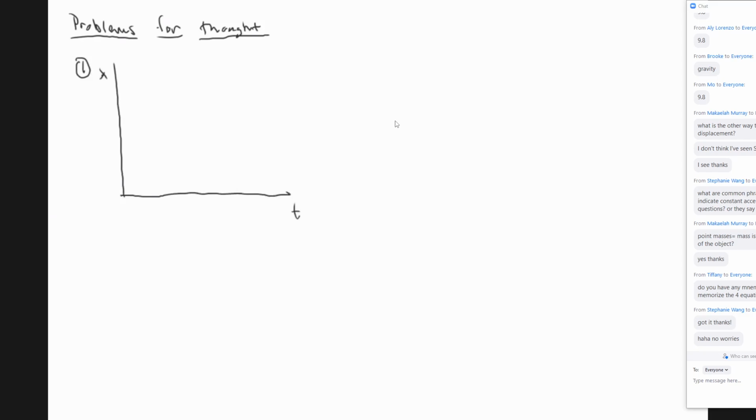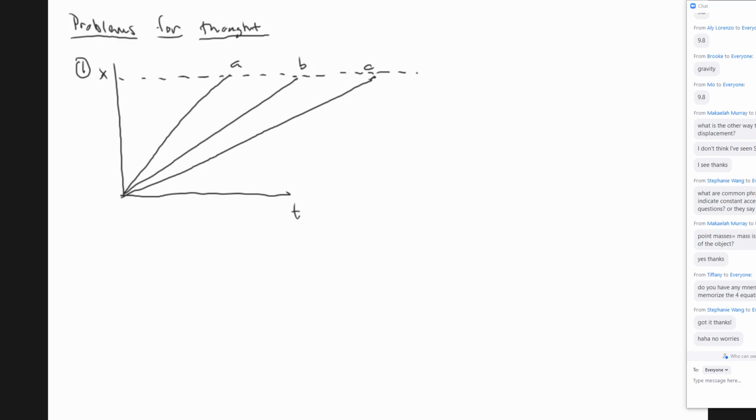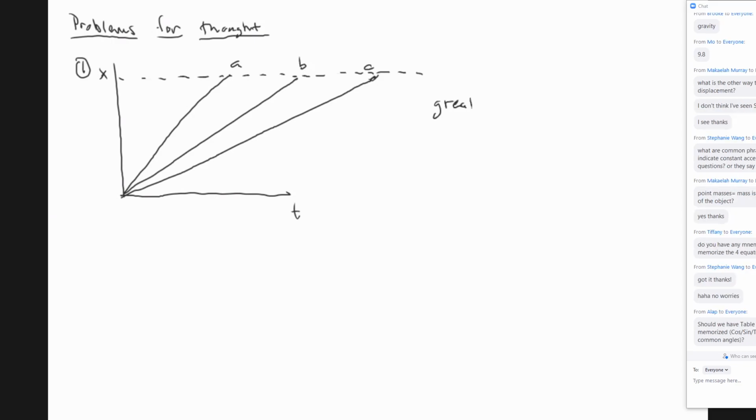So if we have a position versus time graph and we have 3 objects, 3 straight lines, 3 runners, whatever you want to call it, they all travel to roughly the same displacement. Object A, object B, object C, runner A, runner B, runner C. I want to know which one has the greatest velocity and which one has the greatest acceleration.